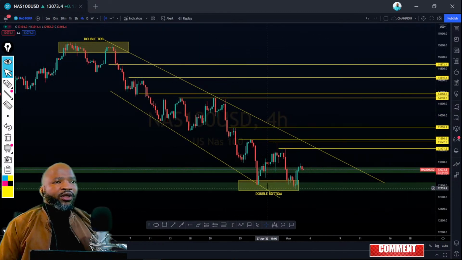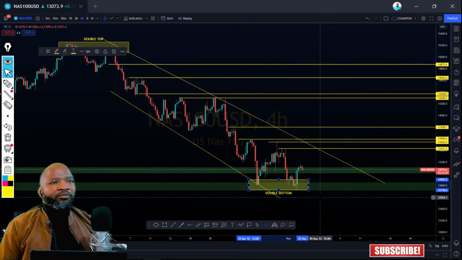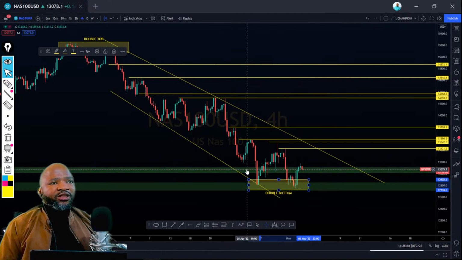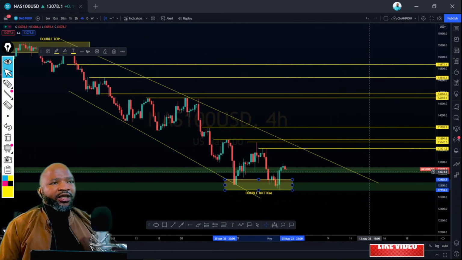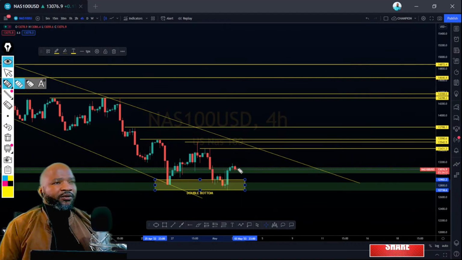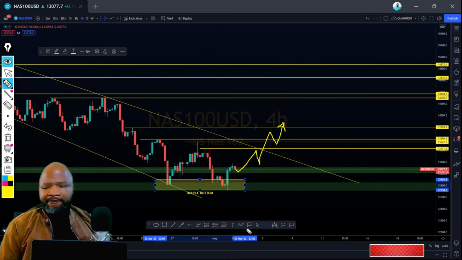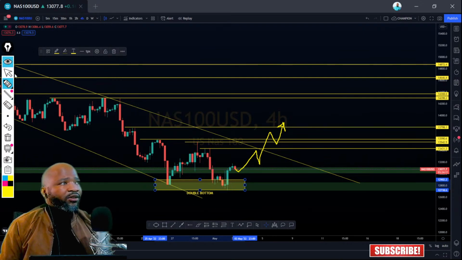So you can see we are having a double bottom here, and the price is about to respect the level. And this previous demand area, the previous support zone we had, the price is at the level. I think it will respect the level and push towards the upside. This is what we could have in the coming few days. I hope it does make sense to you guys.